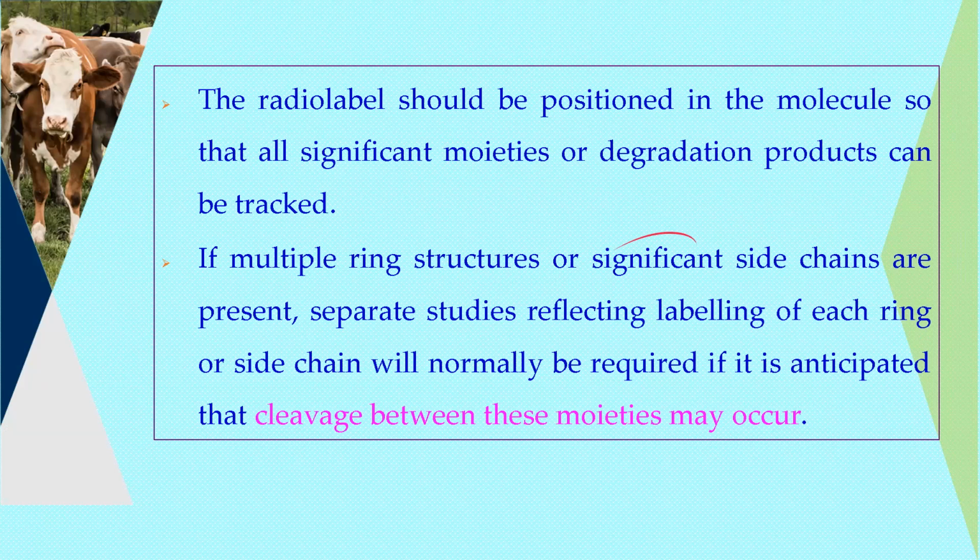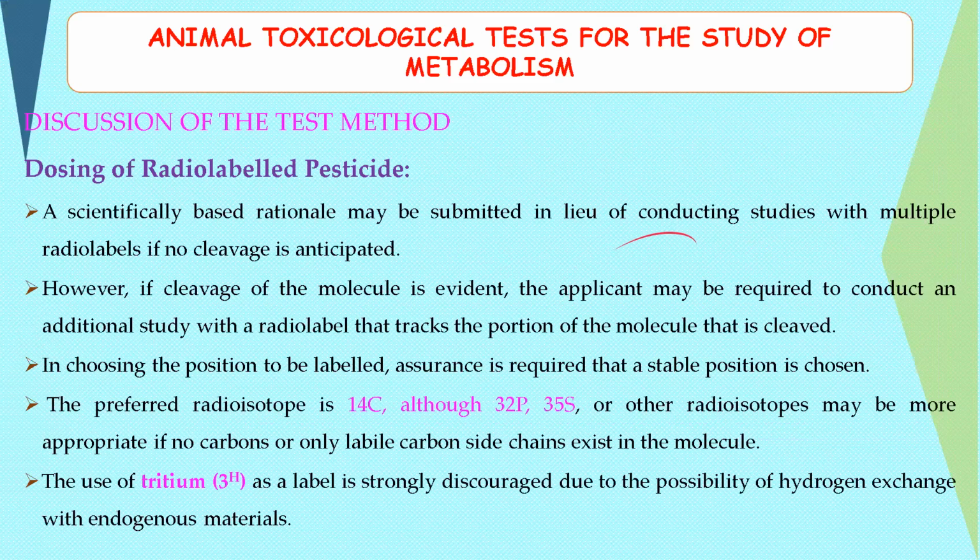If multiple ring structures or significant side chains are present, separate studies reflecting labeling of each ring or side chain will normally be required if it is anticipated that cleavage between these moieties may also occur. That's why both of these are very much required.